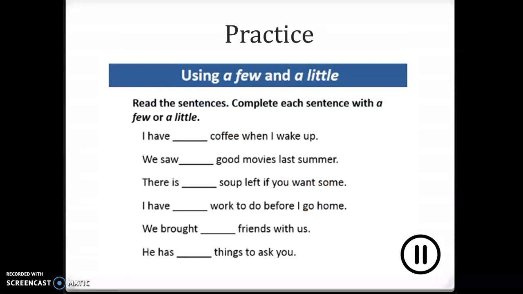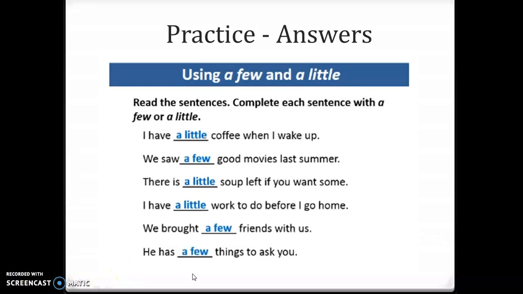So let's do some practice by using a few and a little. Read the sentences, complete each sentence with a few or a little. Pause the screen and complete the questions. Okay, so now that you have completed each sentence with a few or a little, let's check the answers.